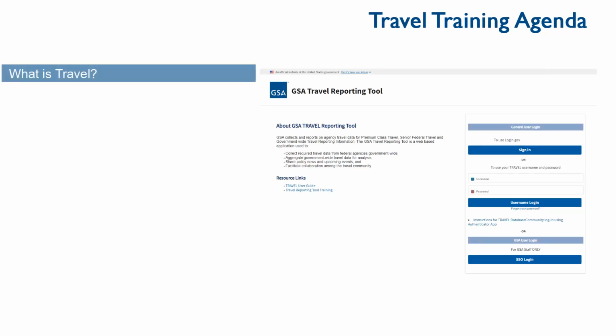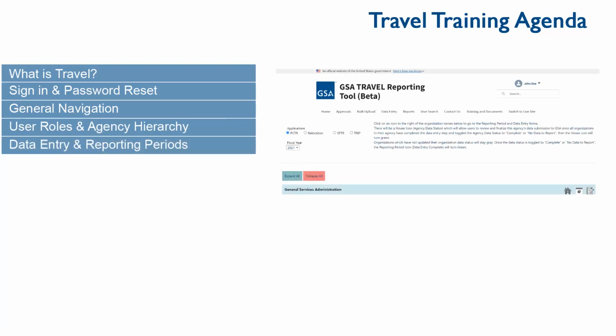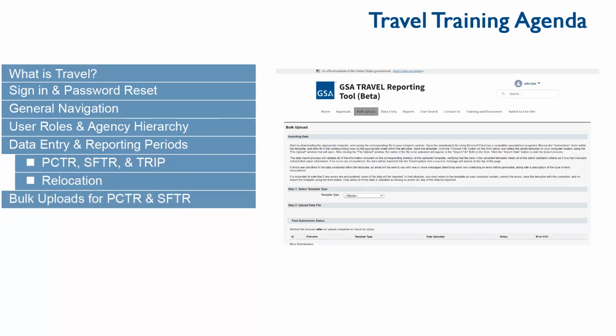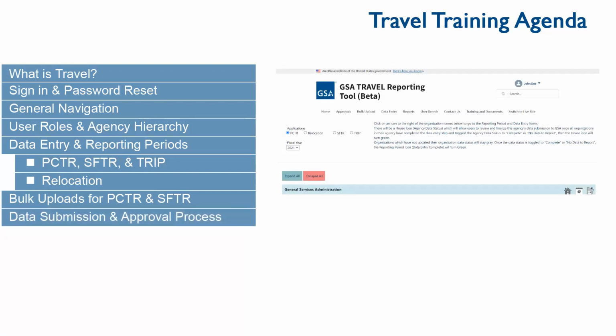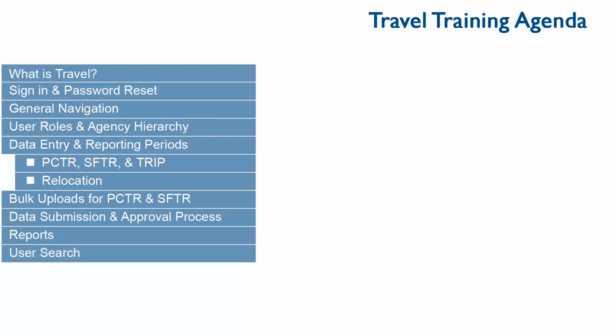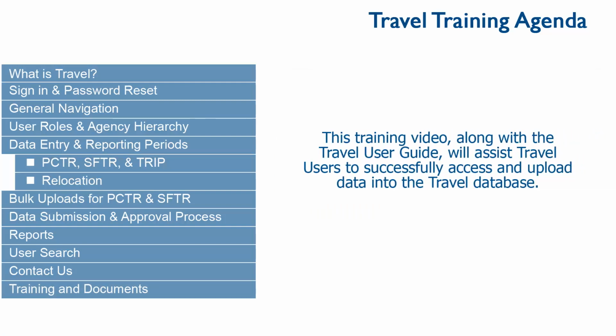In this video, we will be covering what is the Travel Reporting Tool, how to sign in and reset your password, general navigation, roles and hierarchy, data entry and reporting periods with subchapters for PCTR, SFTR, and TRIP, and another for relocation, bulk upload for PCTR and SFTR, data submission and approval process, reports, user search, how to contact us, and training and documents. This training video, along with the travel user guide, will assist travel users to successfully access and upload data into the travel database.